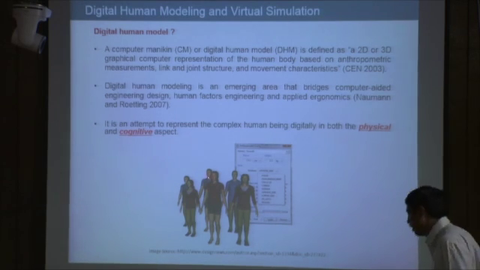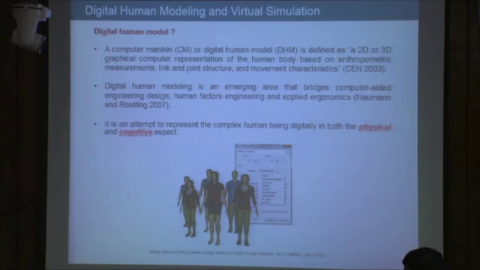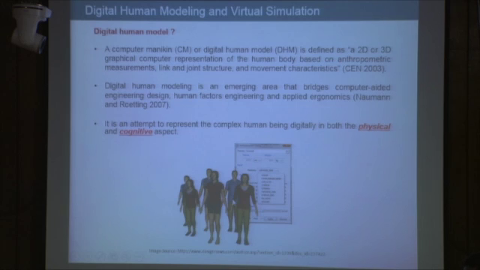These digital human models are of 2 types. First one is physical and second one is cognitive. So here is one example. These digital human models, male models and female models, created using JACK software, where we can see that different population databases are already incorporated in that software, and based on those databases we can create digital human model.